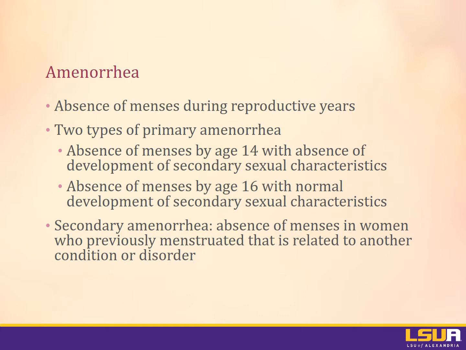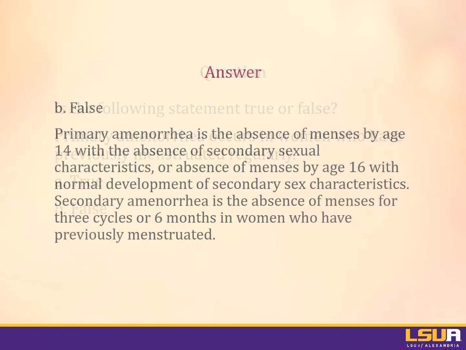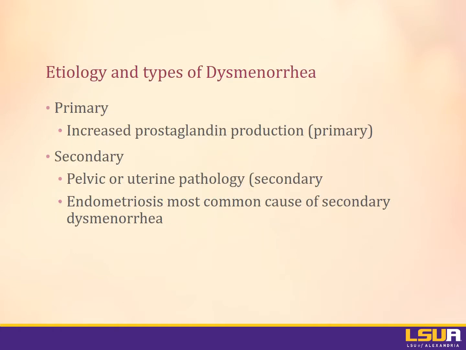Secondary amenorrhea is absence of menses in women who previously menstruated, and it could be related to some other disorder. So, what is primary amenorrhea? Going backwards, sorry.